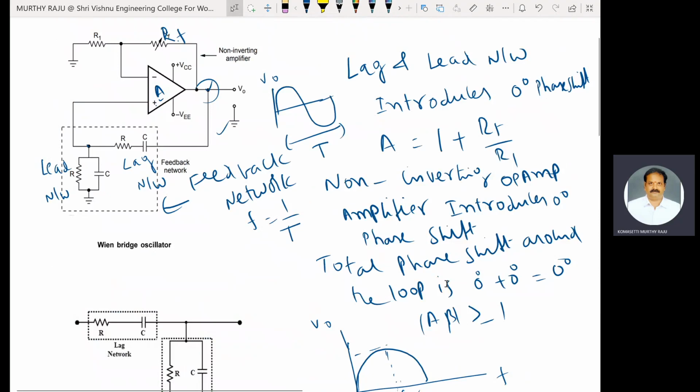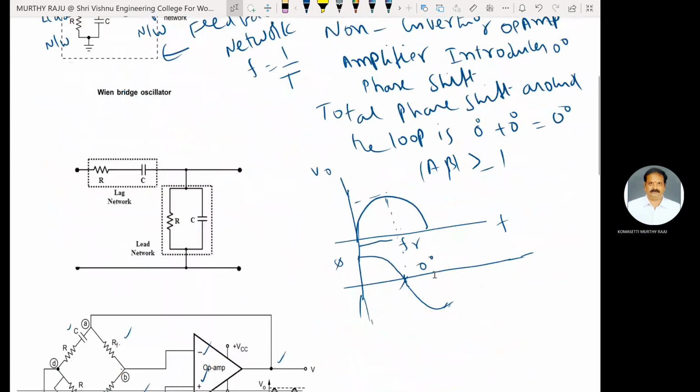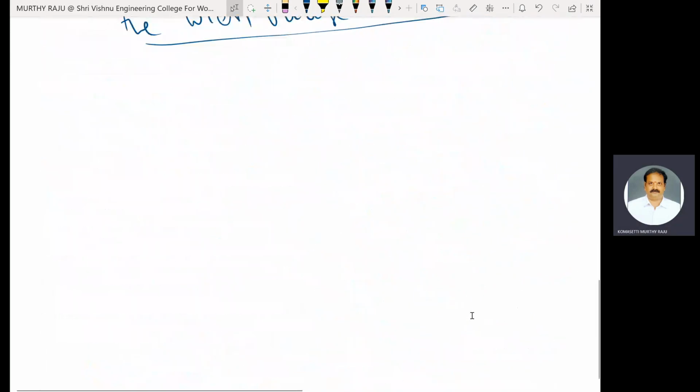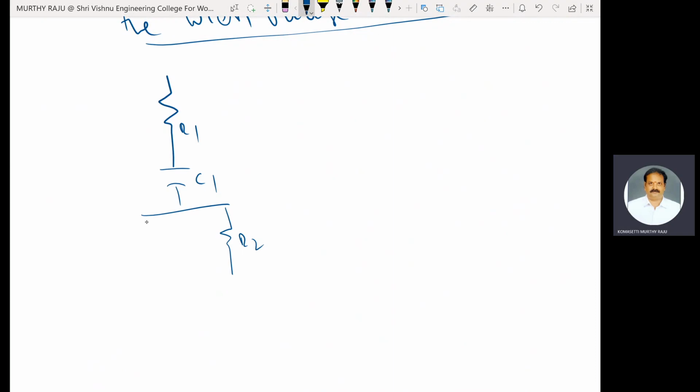Here, the output is connected to input of the network, and output of that lead lag network is connected to positive terminal of that op amp. By using this one, draw this one. Here we use instead of R and C, R1 C1, and this one is R2 C2.